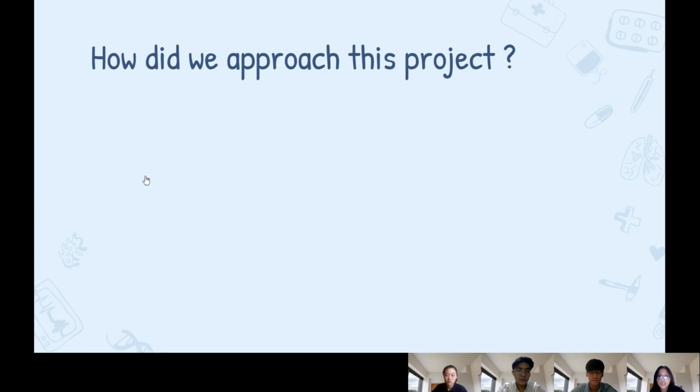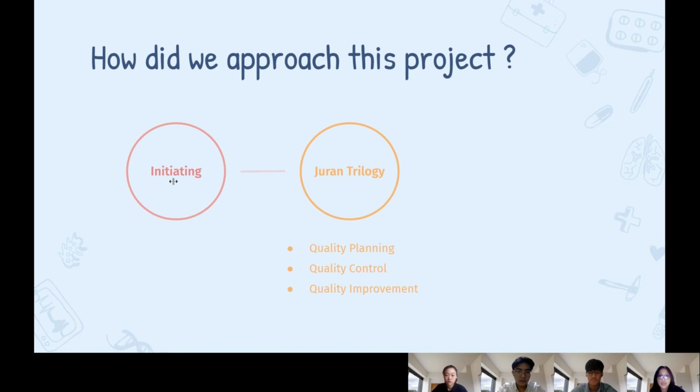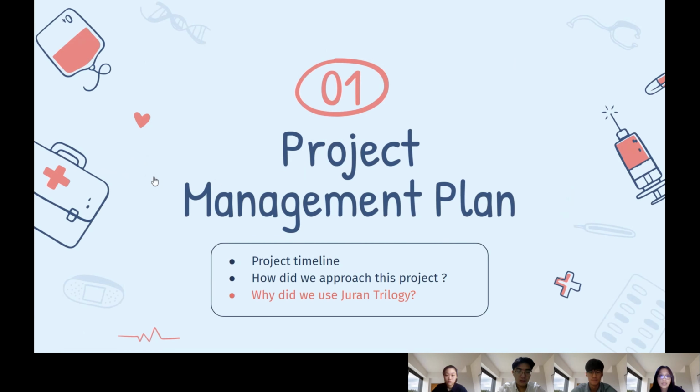Next, we'll be covering how we approach this project. So we follow 3 main steps for our project. Firstly, we initiate the project. We then apply Juran trilogy, which is divided into quality planning, quality control, and quality improvement. And we'll be sharing more on Juran trilogy in the following slides. And lastly, we concluded the project and closed it.